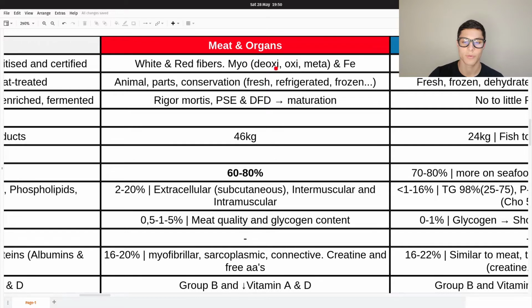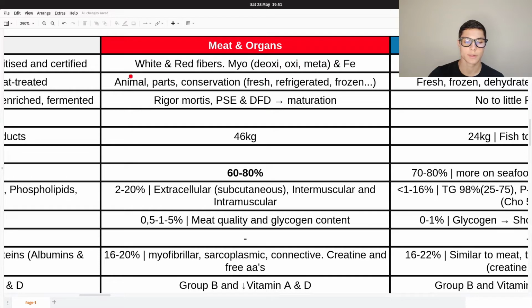The deoxy form is where iron is iron 2 positive and it has no oxygen bound to it. The oxy form is iron 2 positive with the oxygen, and the meta form is iron 3 positive and it has no oxygen. It's indeed oxidized. The color of the meat when the myoglobin is in deoxy form is like a purple, the oxy form is very red, and the meta form is like brown.